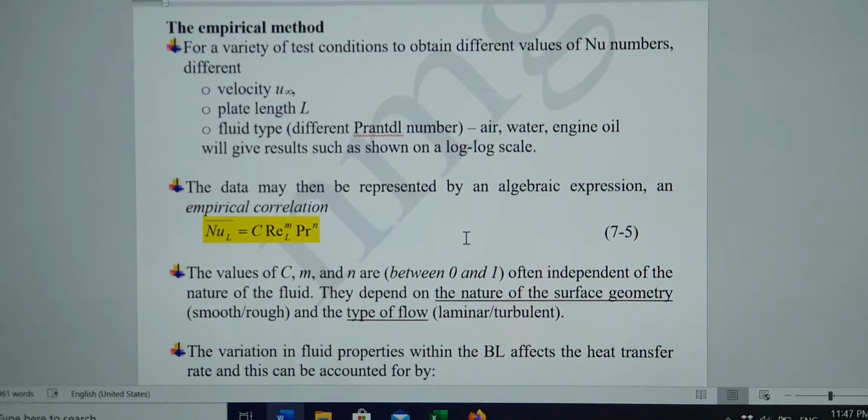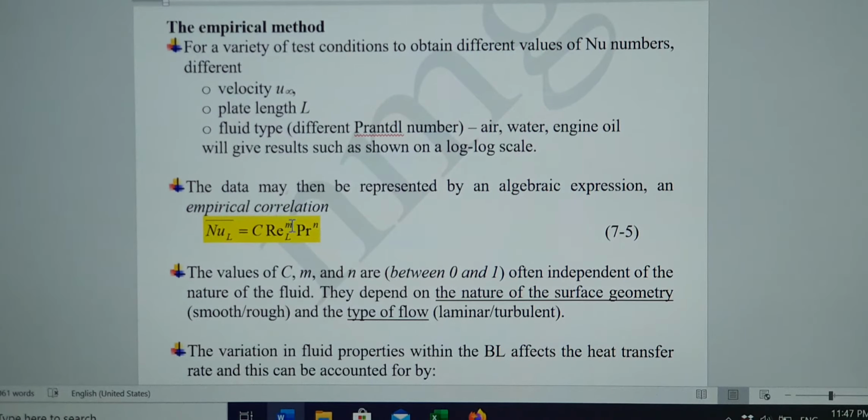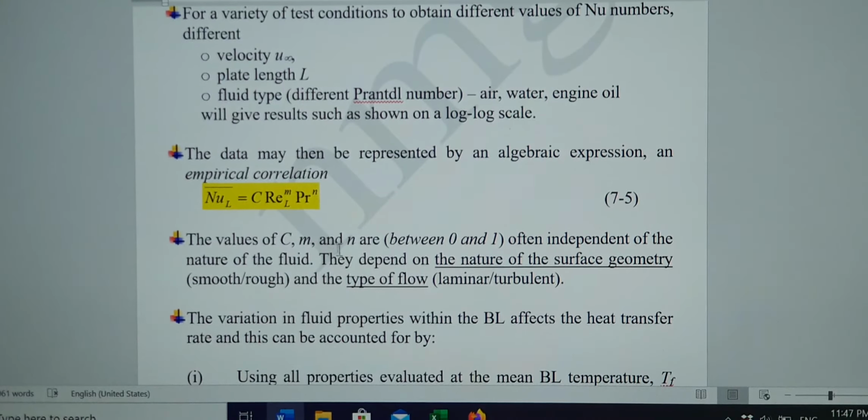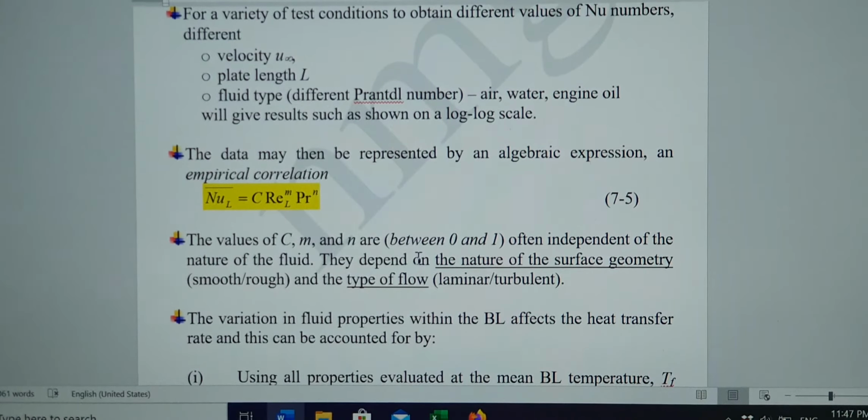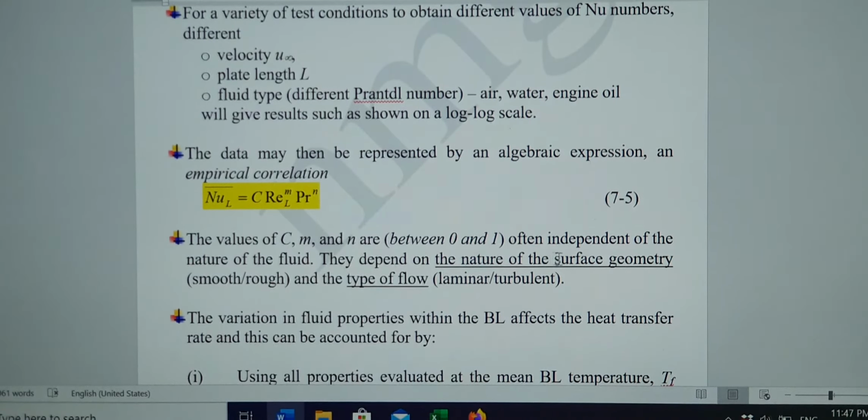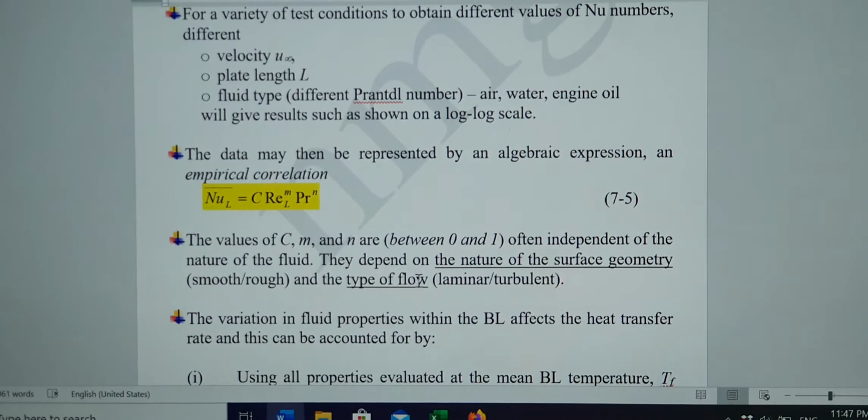Yeah. Now, in general, the empirical correlations obtained by researchers are of this form in 7.5, where the average Nusselt number, you see the subscript L, means it is flowing over a flat plate. Yes. There is a C, constant, and indices m and n appearing there. The values of C, m, and n are between 0 and 1, and often independent of the nature of the fluid. They depend on the nature of the surface geometry, whether it's smooth or rough, and the type of flow, whether it's laminar or turbulent.